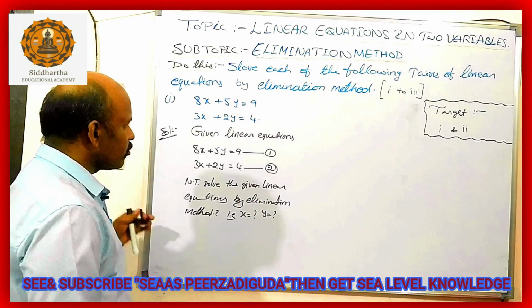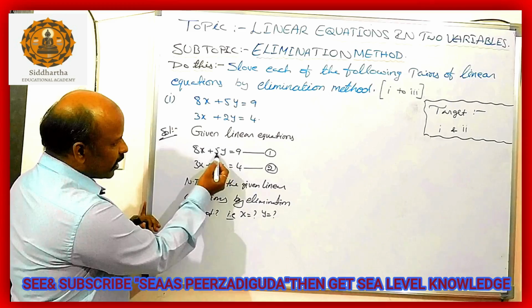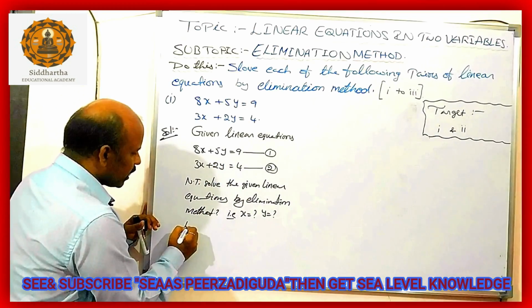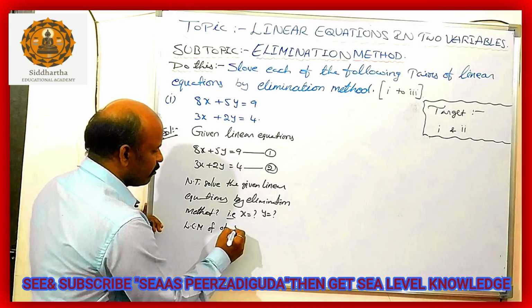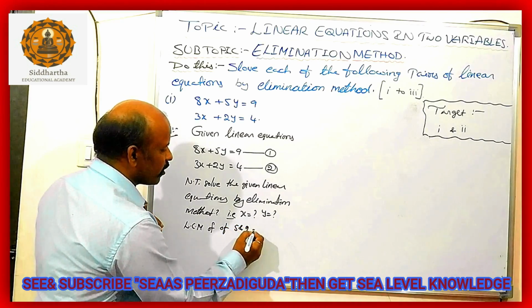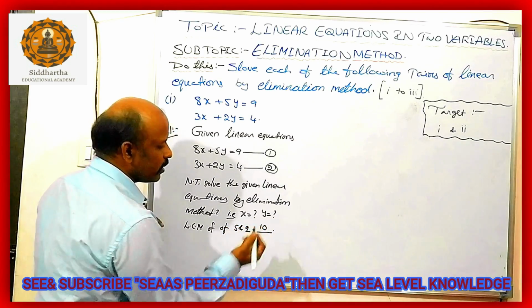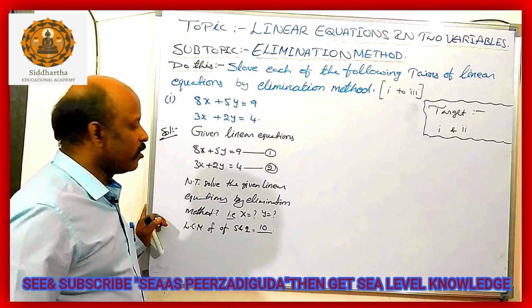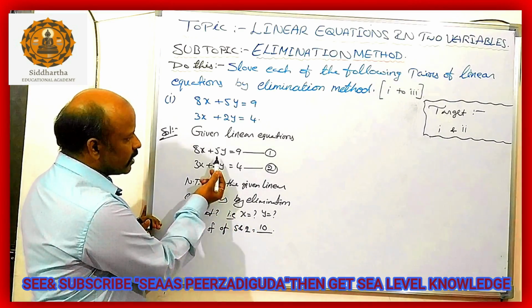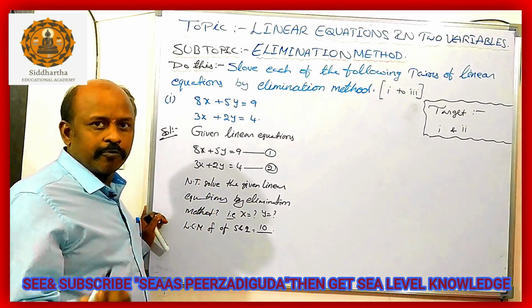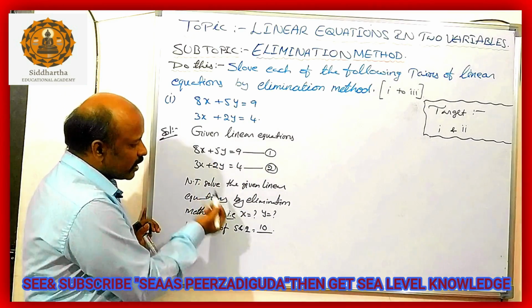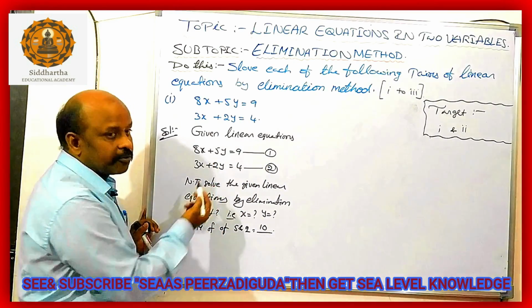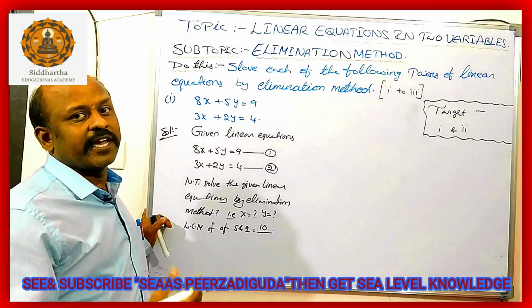Now you observe, what are the coefficients of y over here? 5 and 2. What is the LCM of 5 and 2 over here? 5 2s are 10, that is the LCM. For getting 10, what should we multiply with 5? 2 we have to multiply. That means 2 into equation number 1. For getting 10, what we have to multiply with 2? We have to multiply with 5.